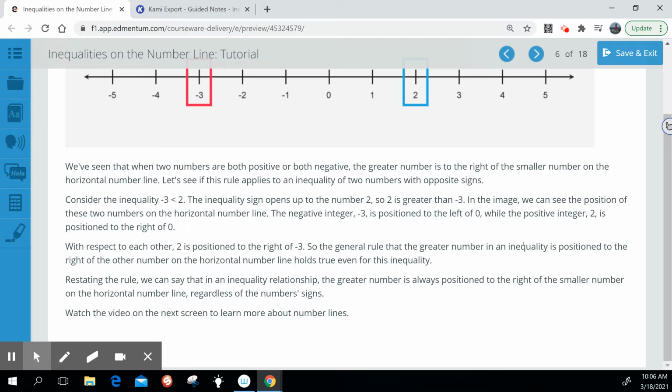So as long as we can put a number on a number line, we can compare that number by looking at which one is farther right, which is going to be the greater value. The ones that are farther left are going to be the least value. Does that make sense? Yes. Is there anybody that's confused about what they're doing right now? So we're looking at two positives, it's true. Two negatives, it's true. And now we have a negative and a positive sign, and it still holds true that the farther right you go, the greater the value of the numbers.